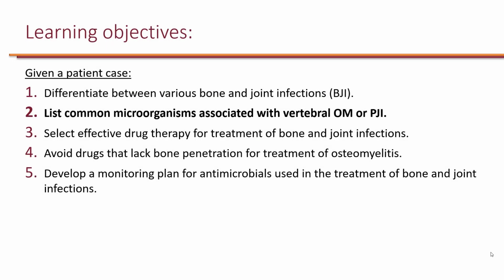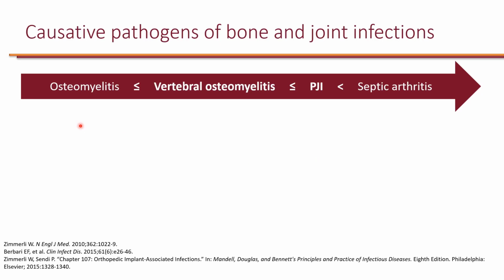We differentiated between various bone and joint infections. Now let's list common microorganisms associated with vertebral osteomyelitis or prosthetic joint infection. Osteomyelitis is the infection of any bone in the body. Vertebral osteomyelitis is in general more severe compared to other types of osteomyelitis, specifically because it can involve the spinal cord. Now, prosthetic joint infection is relatively more severe than vertebral osteomyelitis because it can lead to septic arthritis, which can sometimes be deadly. Now, this is generally speaking. There are situations where vertebral osteomyelitis can be very serious and an emergency.